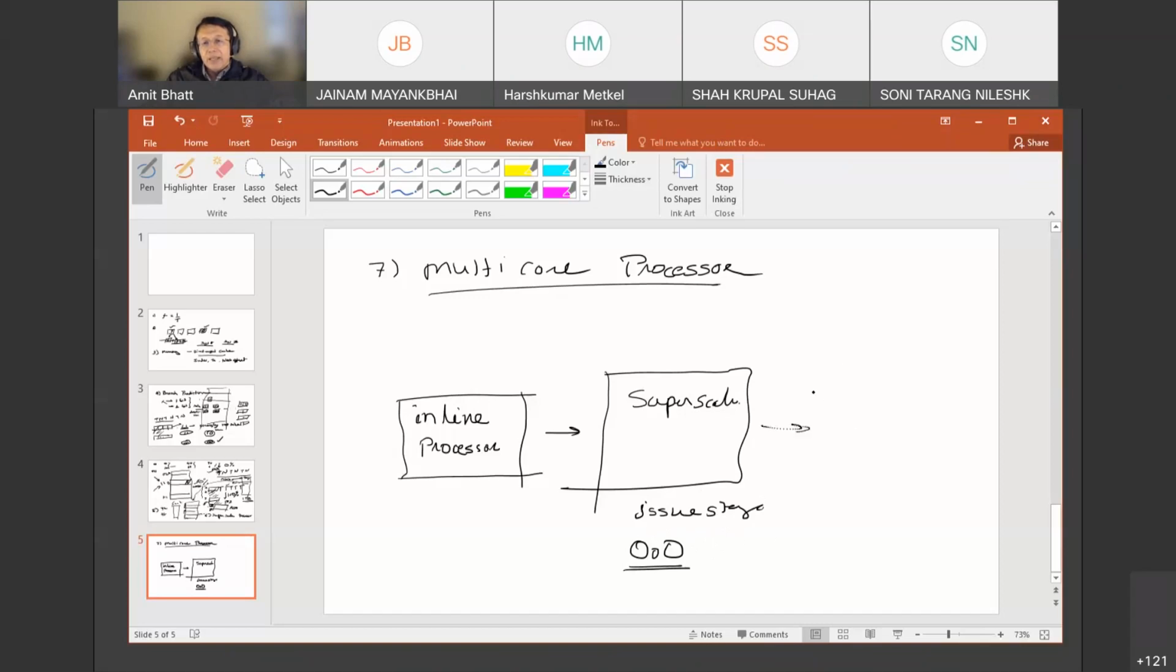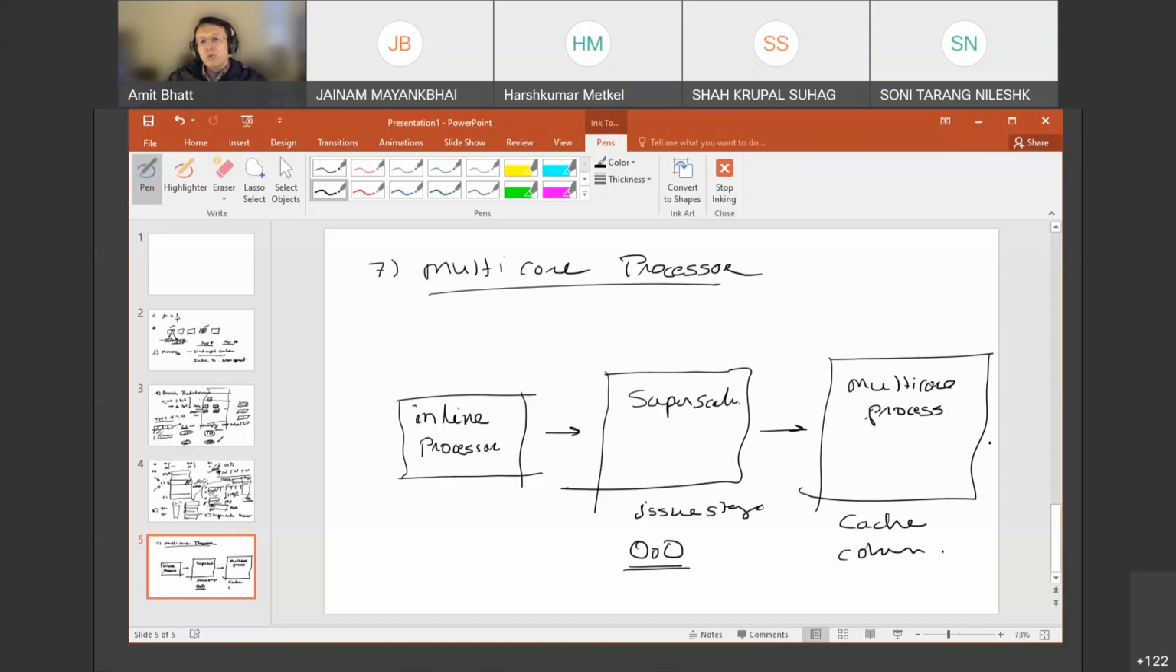And then if you put more than one superscalar processor core together in one chip, you come down to multi-core, which is now there in your laptop or mobile phone. Along with the problems of superscalar, it has its own problem of cache coherence. So how do you update the value in all the caches together?